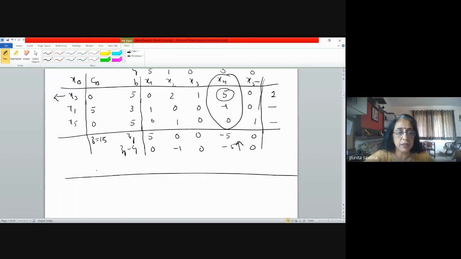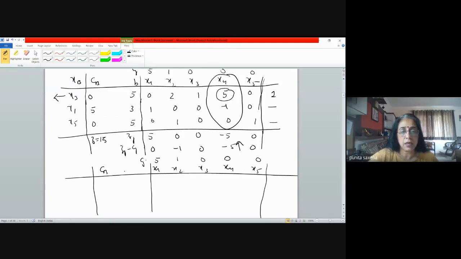So in my next table now, again I have x1, x2, x3, x4, x5, and my corresponding CJs were 5, 1, 0, 0, 0. Now x3 has left and x4 has entered. So I'll have x4, x1, x5. These will be my basic variables now. And my coefficients are going to be 0, x1 goes 5, and x5 is also 0.